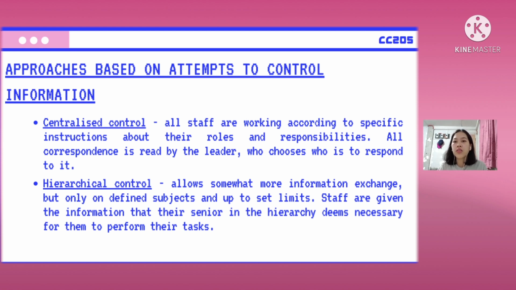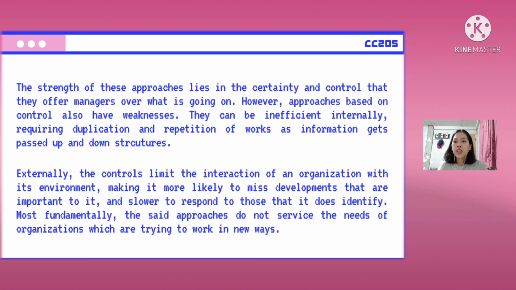Hierarchical control allows somewhat more information exchange, but only on defined subjects and up to set limits. Staff are given the information that their senior in the hierarchy deems necessary for them to perform their task. The strength of these approaches lies in the certainty and control that they offer managers over what is going on. However, approaches based on control also have weaknesses.